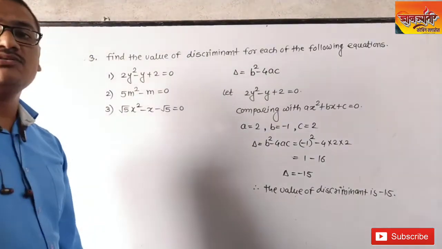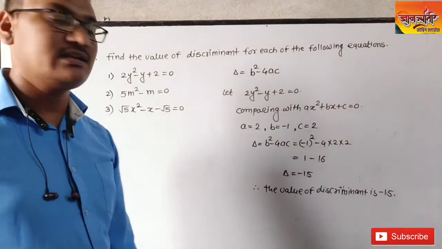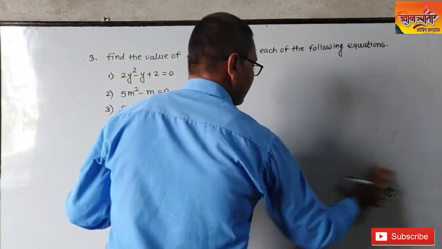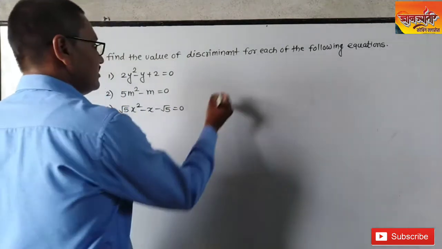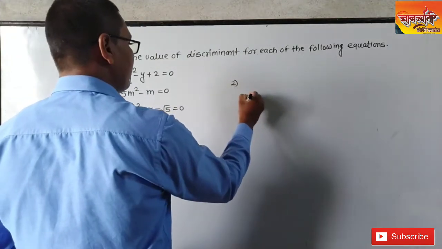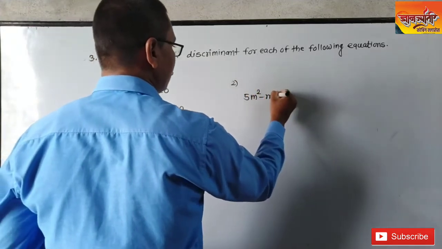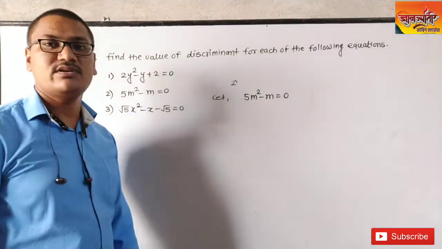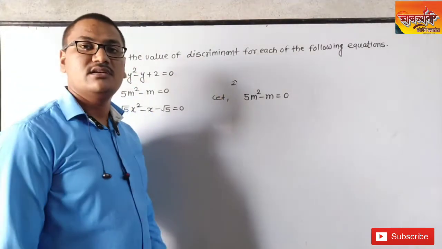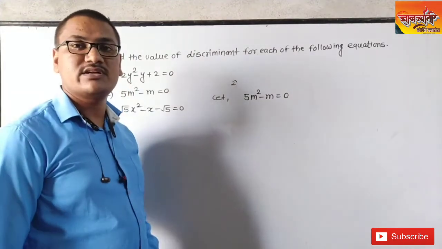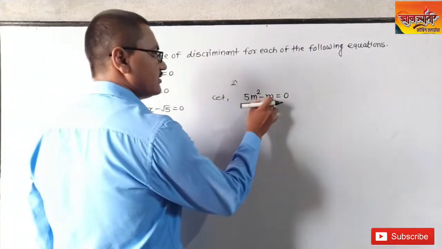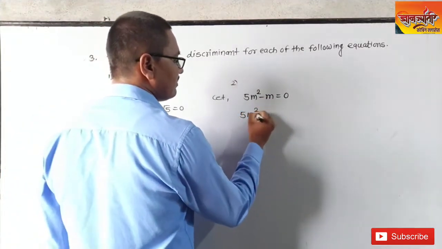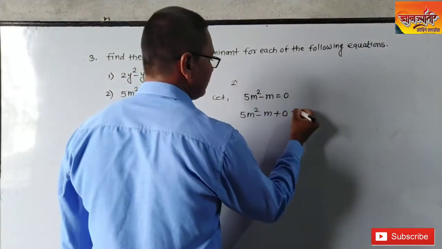You can take other problems also. You can see here the second problem, 5m² - m = 0. This is a very easy method to understand. The required equation is 5m² - m = 0. First we convert it into the general or standard form. The third term is not given in that equation, so we write 5m² - m + 0 = 0.